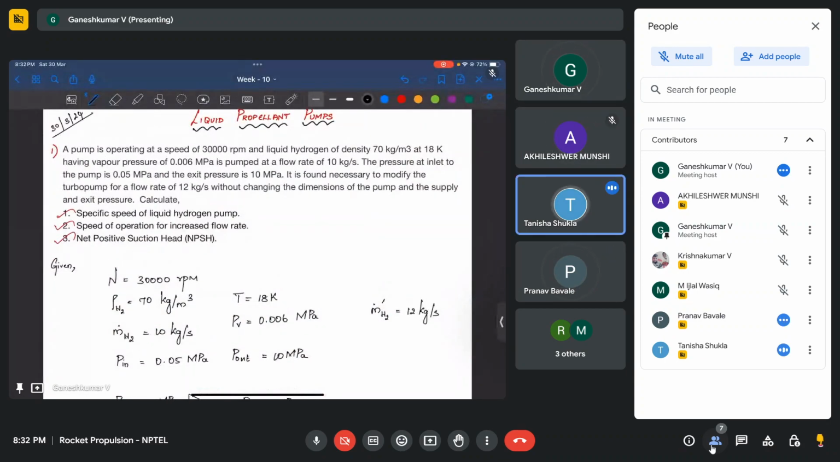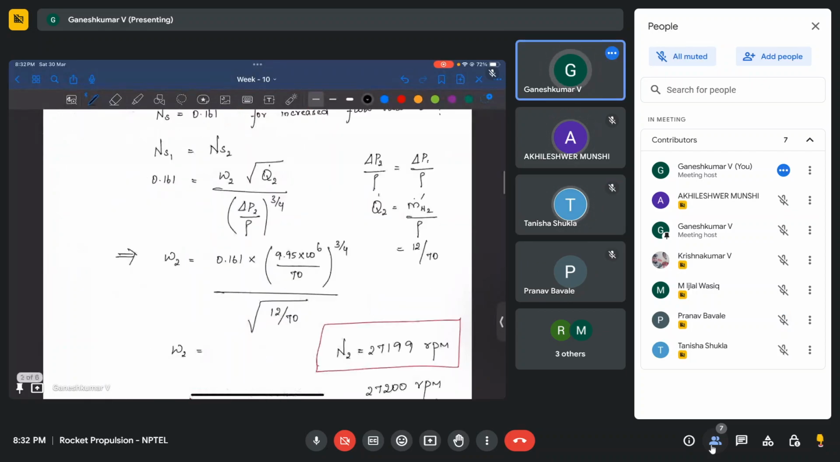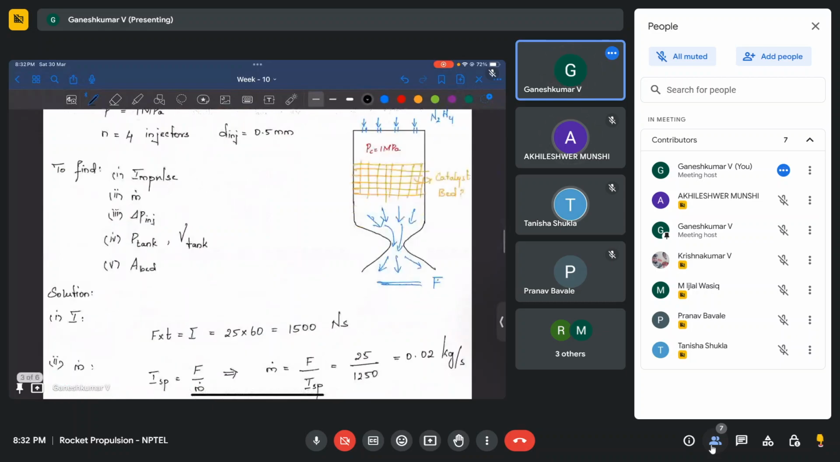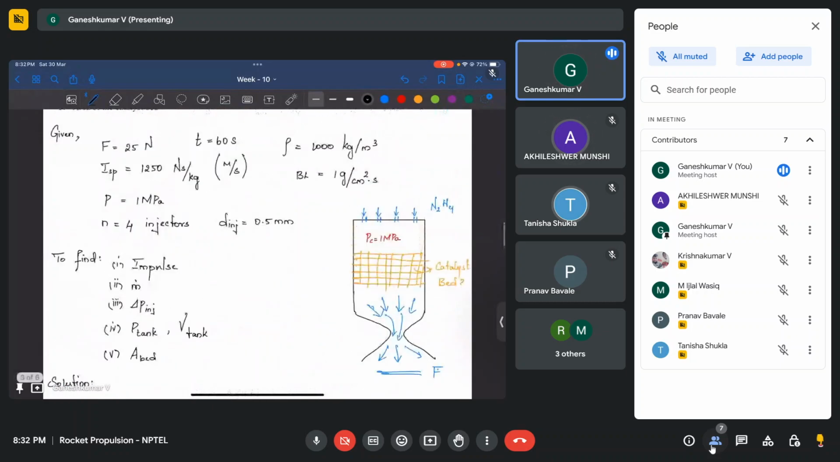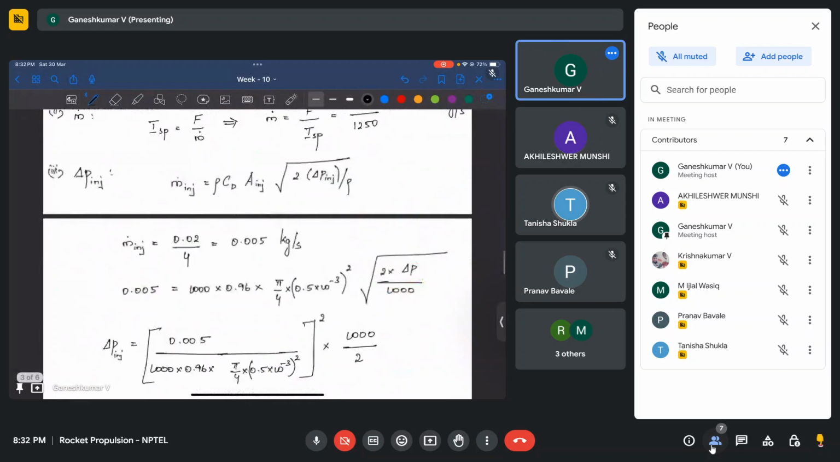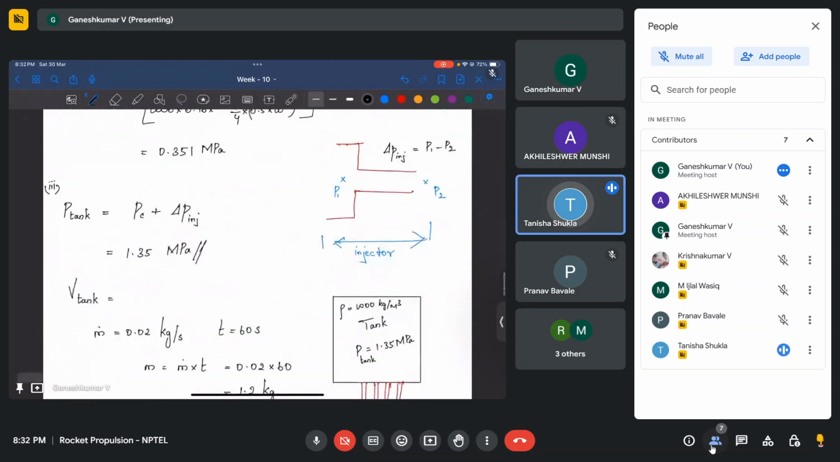Thanks, Manu. Thanks, Akhilesh. Tanisha, I'm not able to hear you. Were you able to understand the catalyst bit? You were asking something, and also the injector pressure. Yes, sir, I understood. Okay, all right.